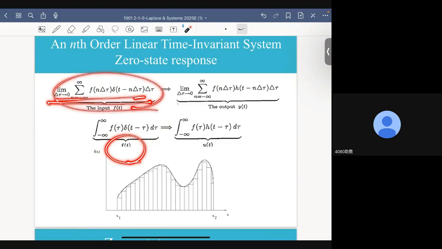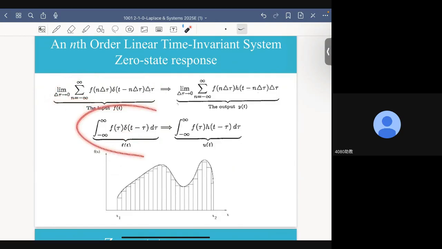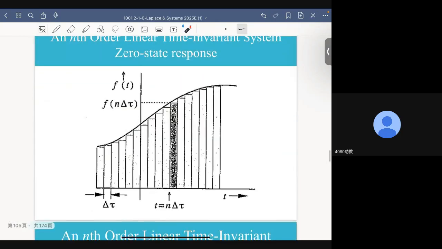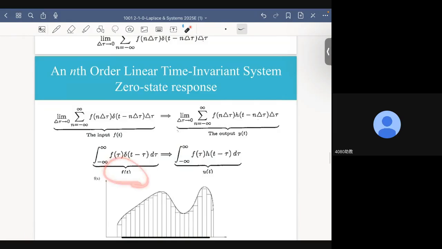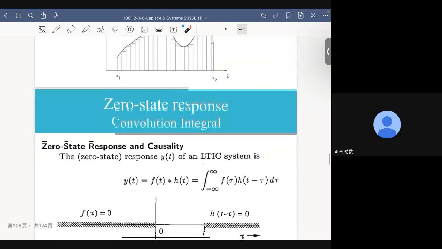We talked about that, all right? Because this is the result of the summation of all the areas of the rectangles. And when delta tau approaches 0, the area of all these rectangles is essentially the same as the area under the curve of f of t, right? And this, of course, is the resulting output, y of t. And this y of t is what we call the zero-state response, all right?